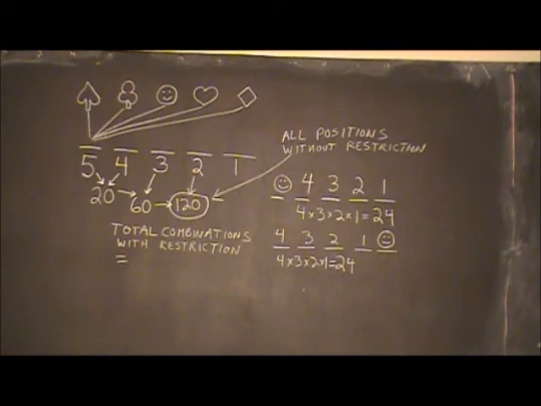Therefore, the total number of combinations without having the smiley face on either end is equal to the number of combinations without any restriction, which is 120, minus the number of combinations where the smiley face is placed first, which is 24, and minus the number of combinations where the smiley face is placed last, which is also 24, which is equal to the answer 72.